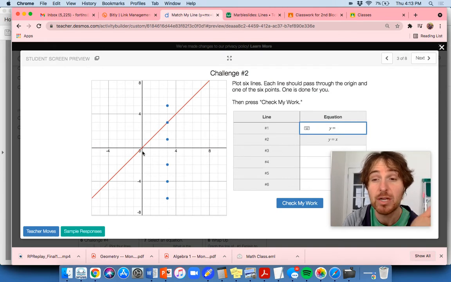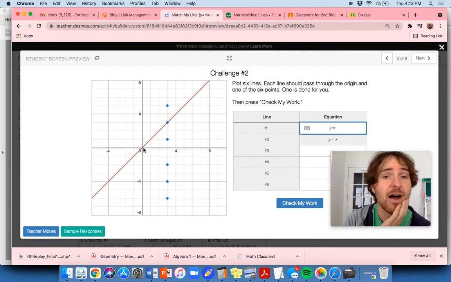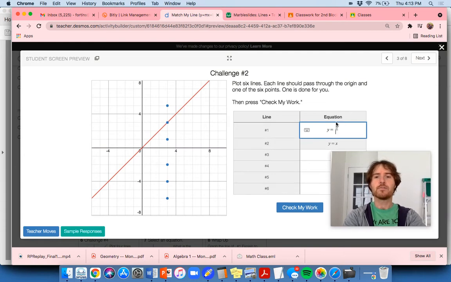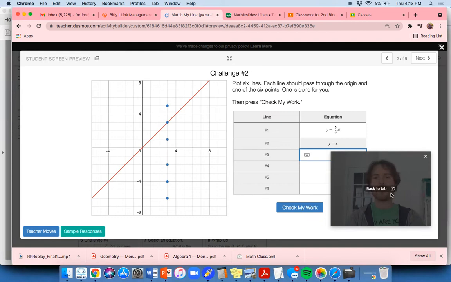We're on x is 0 here. So my x changed by 3. My delta x is 3. What's my delta y? My delta y is 5. Okay, 5 here. y equals 5 over 3 x. There we go. I'm feeling pretty confident about that one.